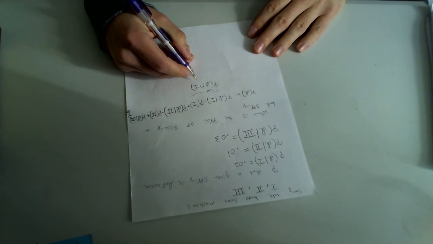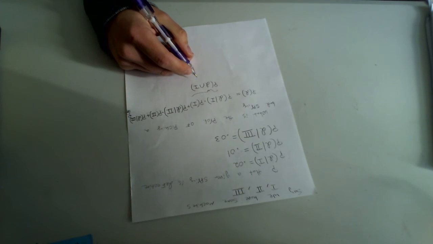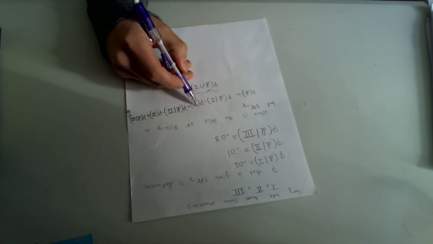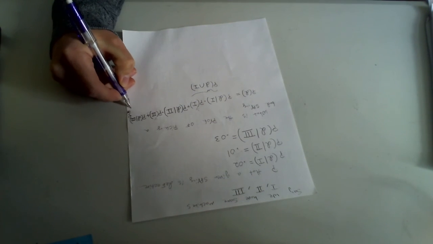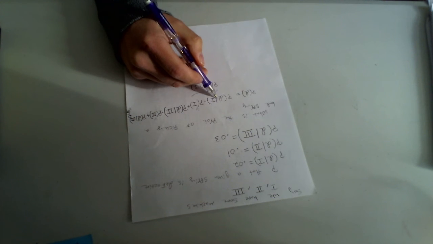Okay, so all we need to know then is the probability of these things, because we already have the probability of these things.